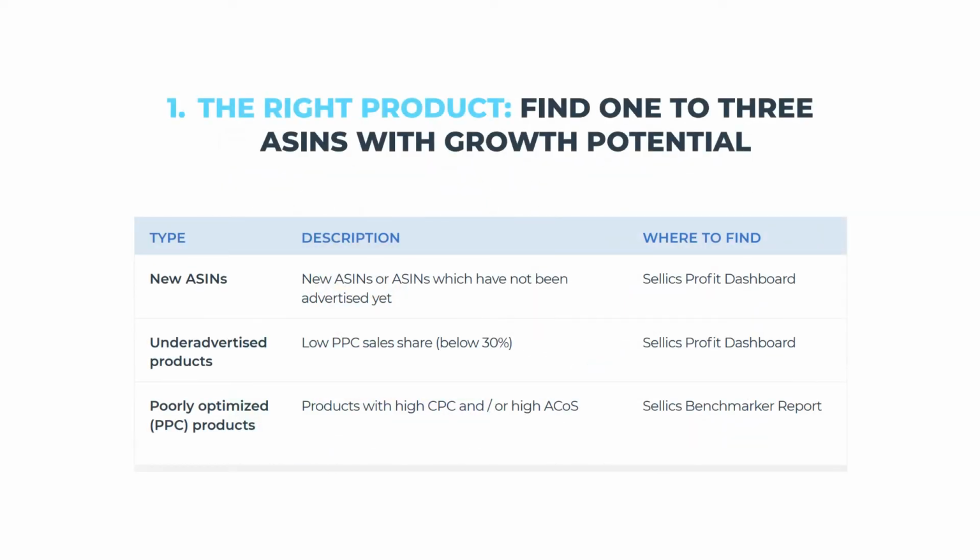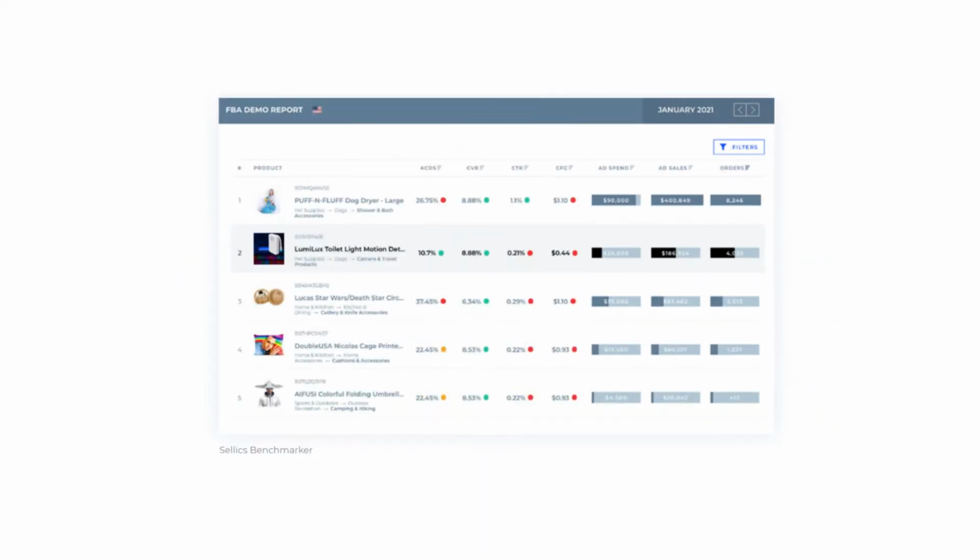And then the third option is some poorly optimized products. When we say poorly optimized, that's not necessarily your listing, more your PPC. Products with a high cost per click or high ACOS, the PPC campaigns haven't necessarily been optimized yet, and this is something that you can plug into smart campaigns, get some quick optimization, and again, some quick wins. You can find these ASINs in your benchmarker report, again, inside your Sellics account. Just look for products that have got a higher than normal cost per click or a higher than normal ACOS.